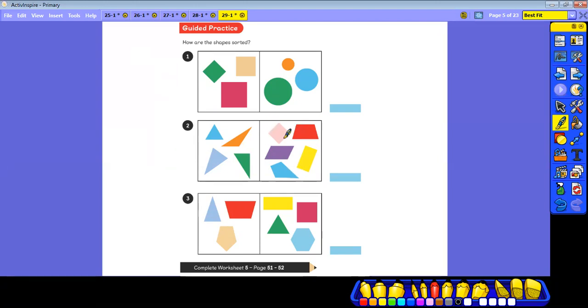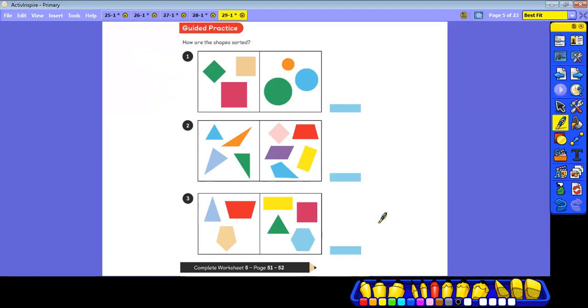No. 1, 2, 3, 4. 1, 2, 3, 4. 1, 2, 3, 4. So it could be sides, but it could also be vertices, because these have all got 3 vertices, and these have also all got 4. So you could decide, children, for yourself, couldn't you, how they've been sorted.